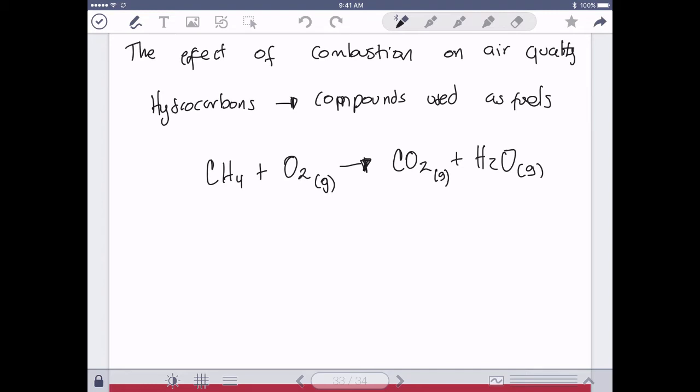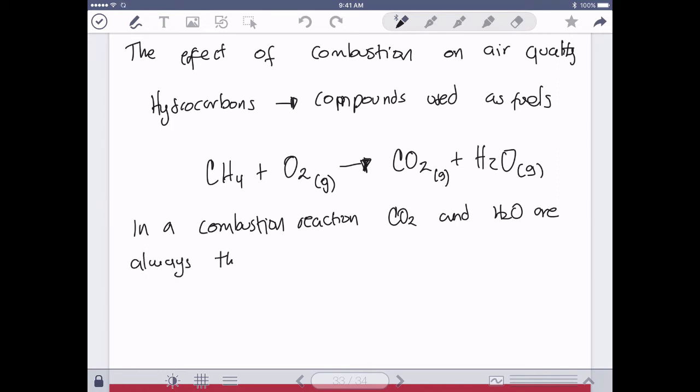So remember, in a combustion reaction, carbon dioxide and water are always the product. And oxygen is essential as a reactant.